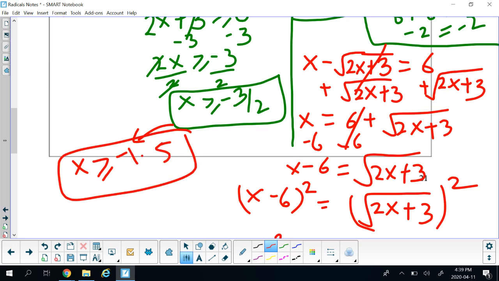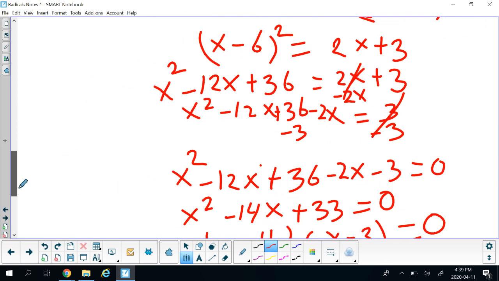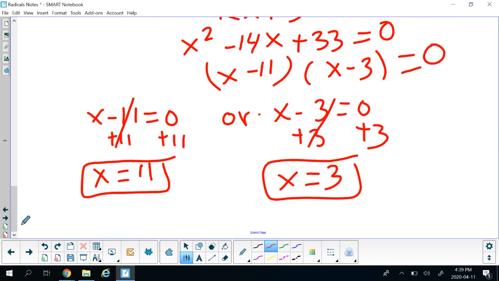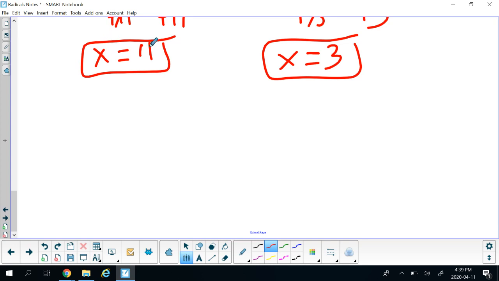And both of our roots are greater than negative 1.5, right? So we don't have any extraneous root here. So let's verify our solution. To verify our solution, we're going to take the value of x equal to 11 first, and then plug it into our original equation and then see if left side is equal to right side.